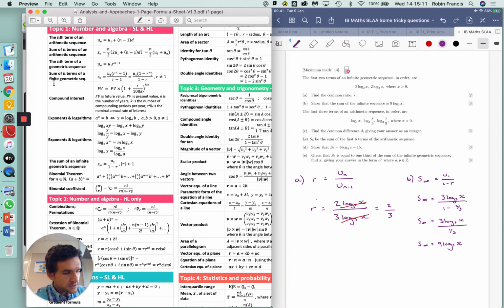So for part C here, I'm going to say that my common difference d will equal the second term, which in this case is log base 3 of x over 3 minus log base 3 of x. Okay, now the fact that we've got logarithms is going to come into play, because we can manipulate this in a special way because it's a logarithm.